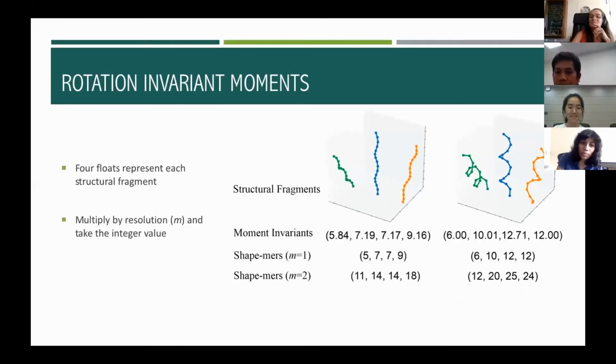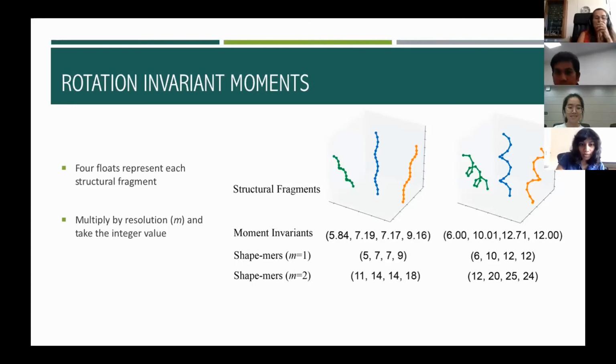We're still one step away from counting because these are 4 floating point numbers, so you can't exactly equate them. To solve this, we just multiply by a certain resolution, m, and then take the integer value. So here are 2 synthetic examples of structural fragments, and they're rotated in 3 different ways. You can see that all 3 of these have the same set of moment invariants, and you could multiply them by 1 or by 2, for instance, and take the integer value. And you get this discrete unit that you can now compare within proteins and across proteins. And we call this the shapemer.